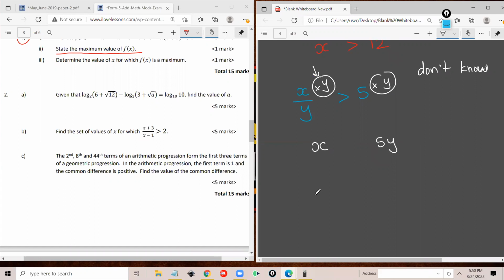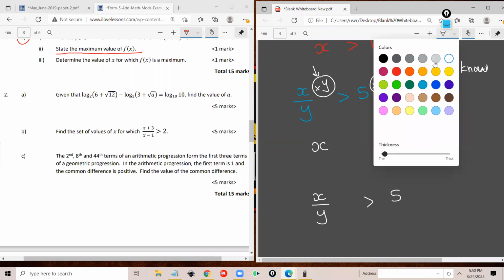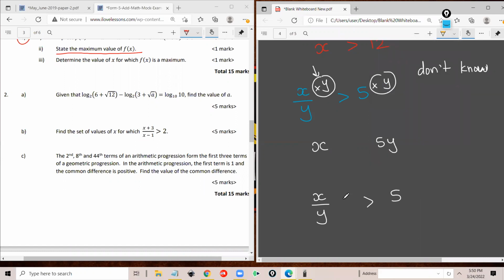So you know what we have to do in a case like this? Let me show you the correct thing to do. Since we don't know whether y is a positive number or a negative number, we should multiply both sides, instead of by y, by y squared. Take the denominator, which is y, and multiply both sides by y squared.